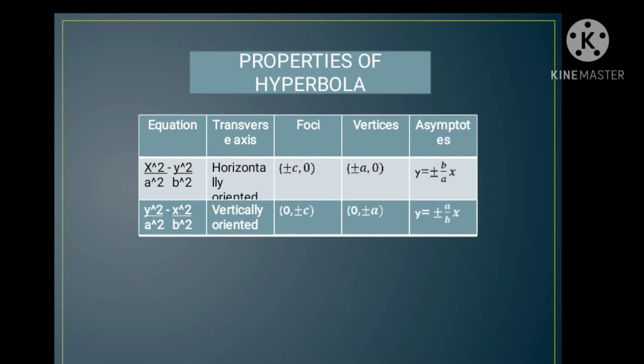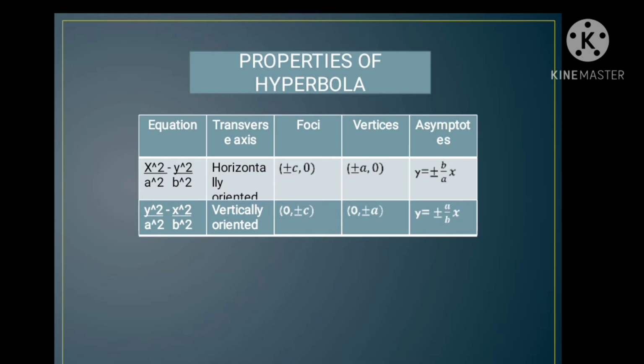Properties of hyperbola. Equation number 1: x squared over a squared minus y squared over b squared. The transverse axis is horizontally oriented. The foci are positive and negative c, 0. The vertices are positive and negative a, 0. The asymptotes are y equals positive and negative b over a x.